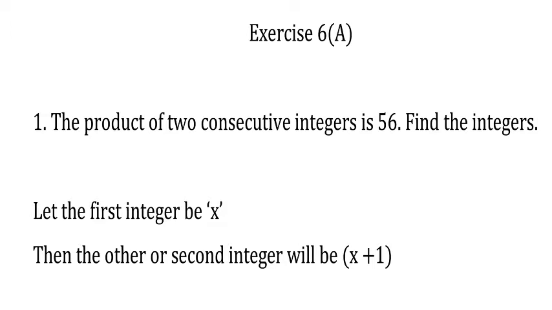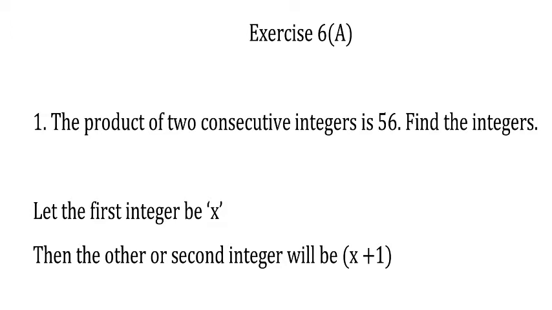First question. The product of two consecutive integers is 56. Find the integers. As intimated earlier, the first step is to represent the unknown quantity by using a variable. So in this problem, the unknown quantity is nothing but the integers. So let me write that, let the first integer be x. Now try to understand the given question very clearly to form an equation.